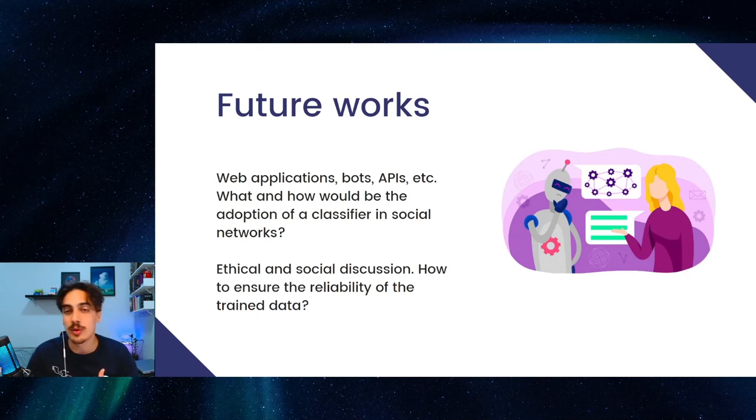And a very important question that I bring to you, so we can all go back to what we're doing with this in mind, is an ethical and social discussion: how to ensure the reliability of the training data, because someone needs to be telling the computer which news are true and which news are fake. And this brings us to an ethical discussion that is of extreme relevance, and it should be talked about and studied sometimes even more than the application itself.